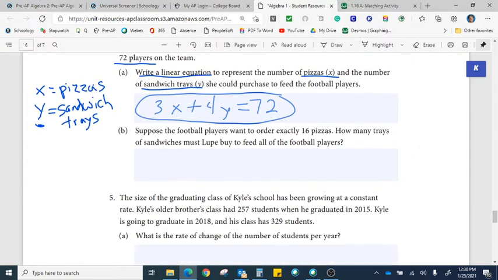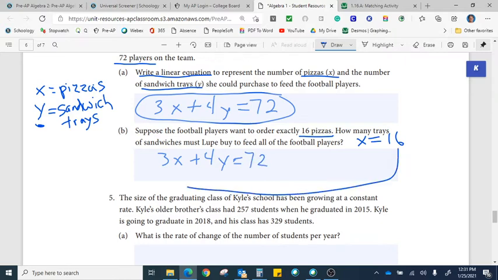All right, suppose the football players want to order exactly 16 pizzas. How many trays of sandwiches must Lupe buy to feed all of the players? All right, so 16 pizzas, we're going to say x equals 16. So if x equals 16, we're going to have to plug it in. We write down our equation, 3x plus 4y equals 72. Take that 16 and plug it right in here.